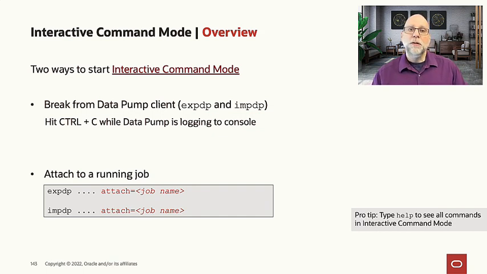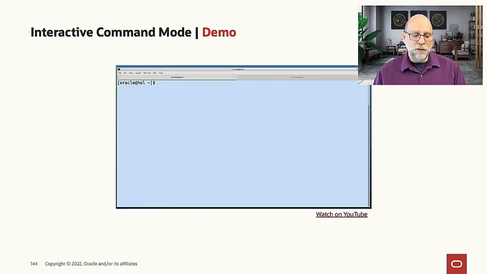Another way to do it is to use the attach parameter on the Data Pump command line. You could have a Data Pump command running in one window and then in another window attach to that job and be able to monitor and affect that job using interactive commands. So I'll give you some examples of this in a very brief demo here.